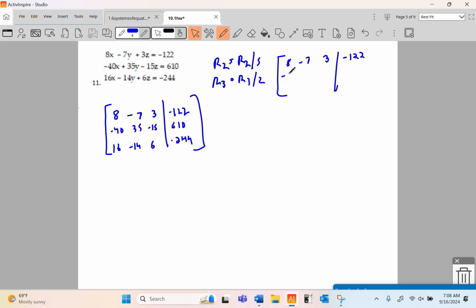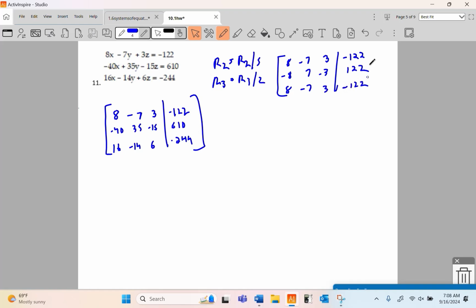So that would become negative 8. That would become 7. So you were dividing by 5, negative 3. Look at this. 610 divided by 5 is 123. I think that's right. No, 610, 122. And then we're dividing by 2 here, 8, negative 7, 3.